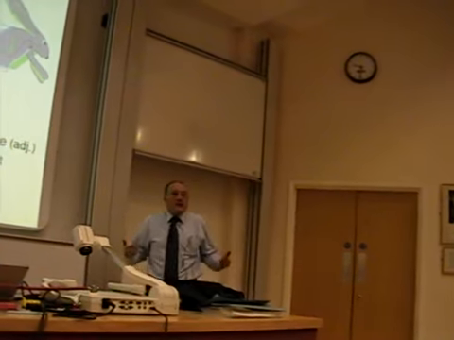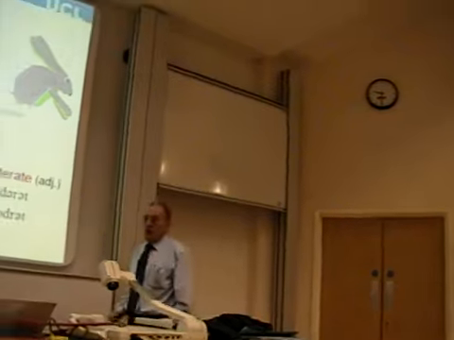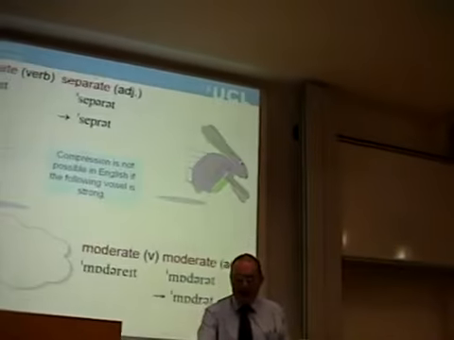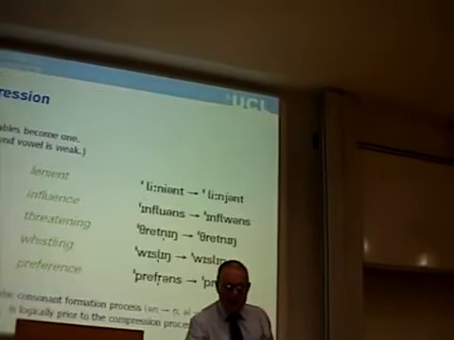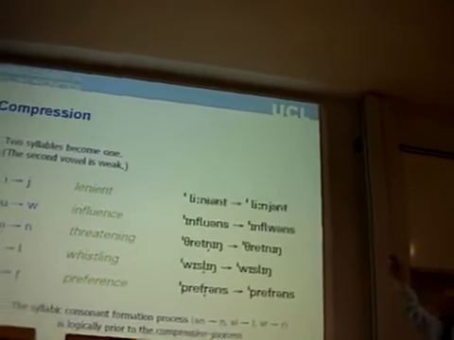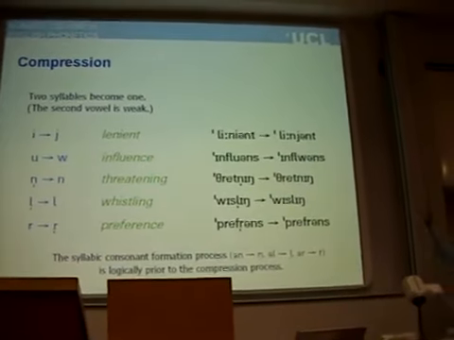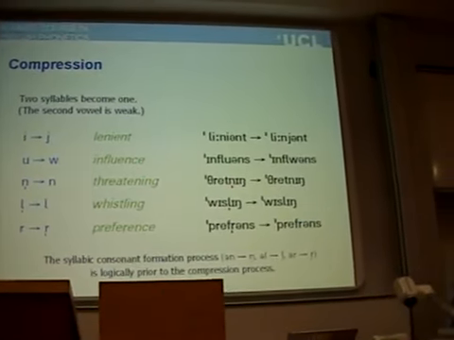Compression, in order to know whether you can do it or not, you have to know whether the following vowel is strong or weak. If it's weak, you can compress. In every case here we have weak vowels: "ut", "ut", "ing", "ut", all weak vowels. That's where you can compress.